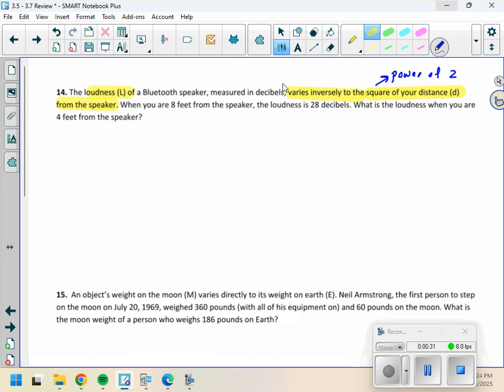to your distance. So our setup is going to be loudness varies inversely with distance squared, the square of your distance. When you are 8 feet from the speaker, that would be a distance. The loudness is 28 decibels. That would be a loudness. So 28 is going to equal K over 8 squared. Now I can solve for K. 28 equals K over 64, and therefore K equals 28 times 64.